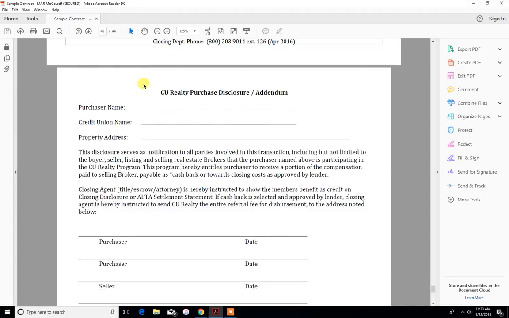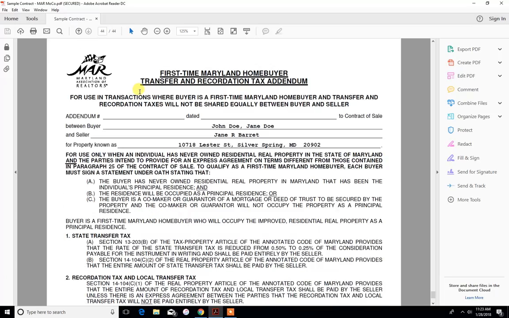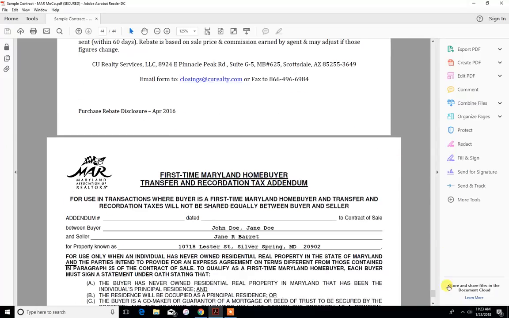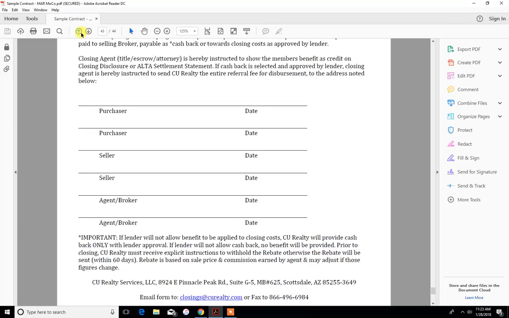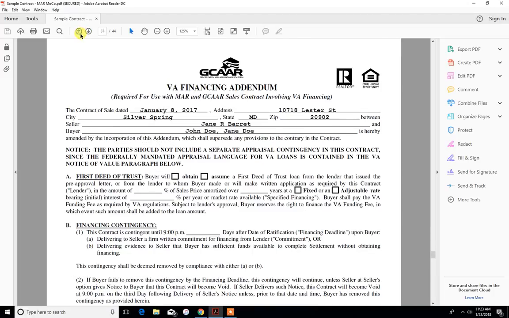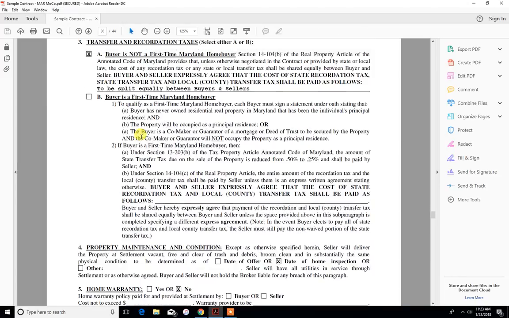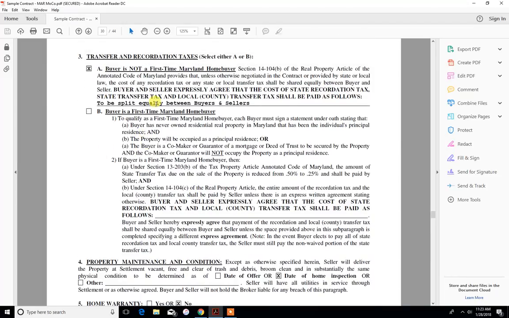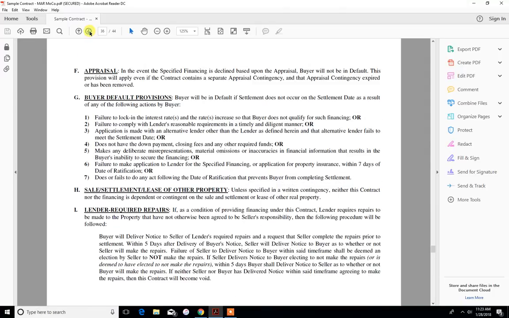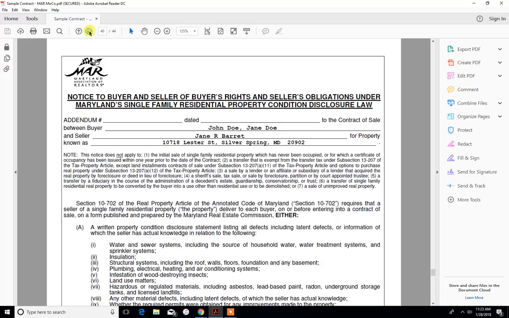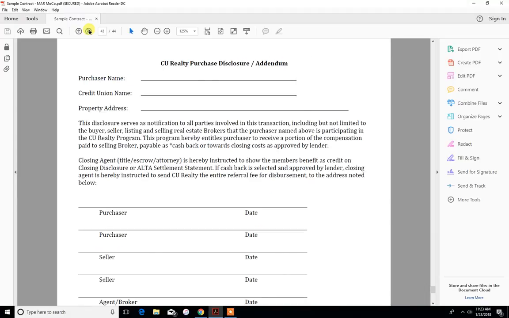Don't worry about this. That's for CU deals. We'll go over that later. Actually, we don't have to use these anymore, because you don't have to use this with Montgomery County since it's already in the jurisdictional addendum. So I'll show you right here. Everything that's in that first-time buyer addendum is right here. But I'll show it to you anyway in case you have to use this in another deal that's not Montgomery County.